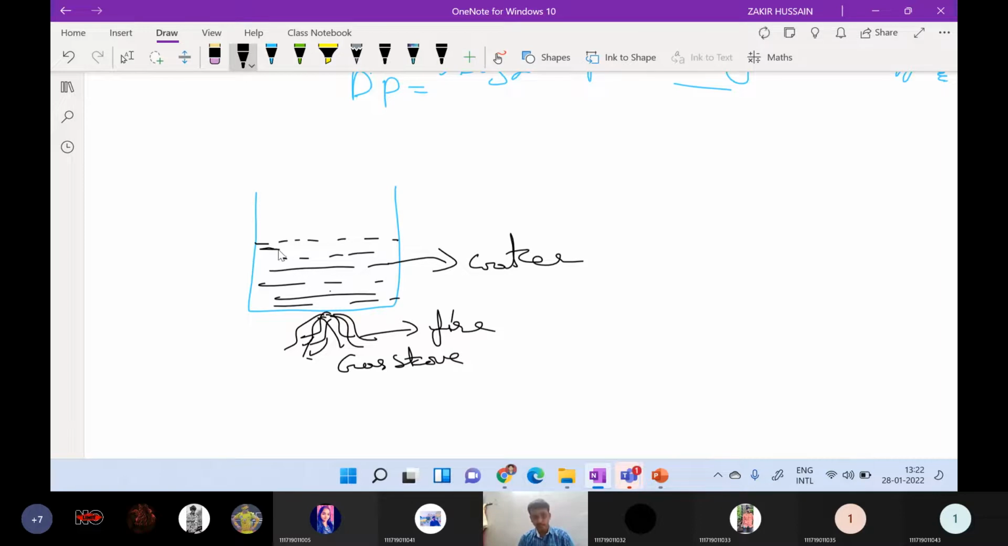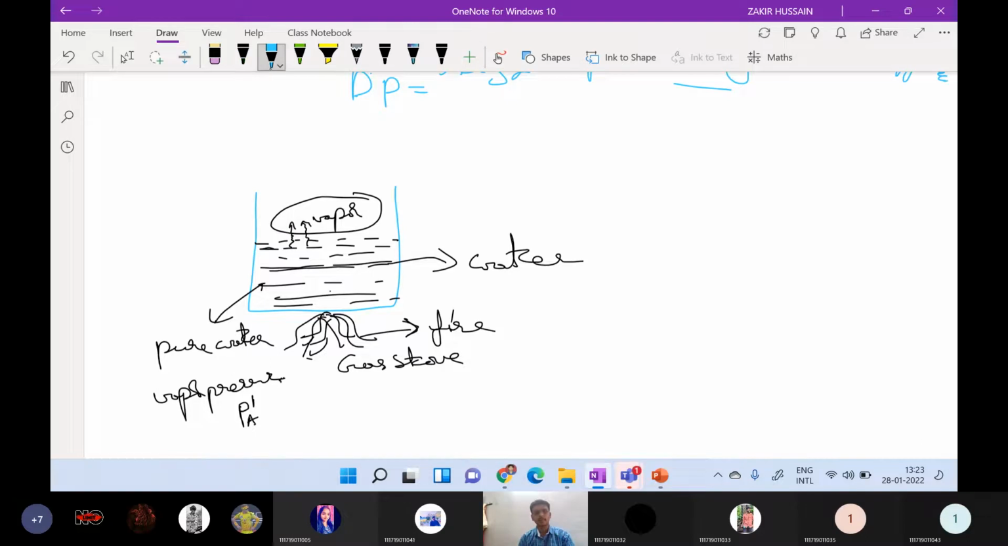So this water content will have a vapor pressure. This pure water will have a vapor pressure, let us say PA dash. When you are giving a larger amount of fire, what happens? Slowly this liquid water will be converted to vapor, and this blanket full of vapors will go and get in touch with the surrounding air.